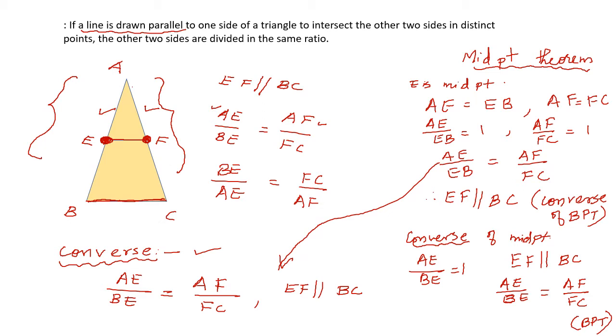But AE by BE is equal to 1. Therefore, AF by FC is also equal to 1. Or you get AF equal to FC. AF is equal to FC means F is the midpoint.